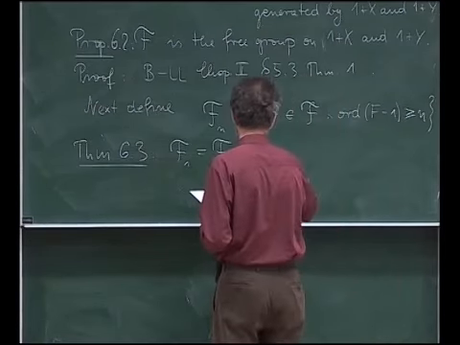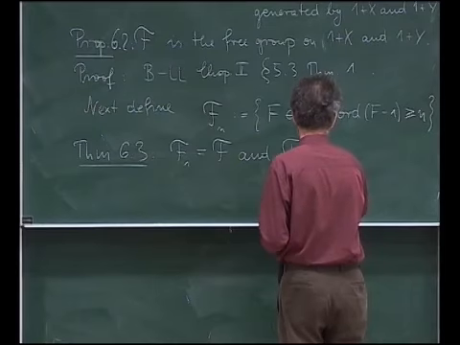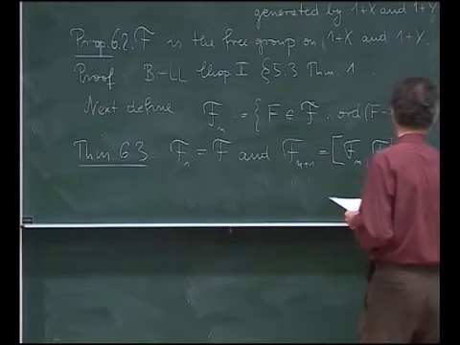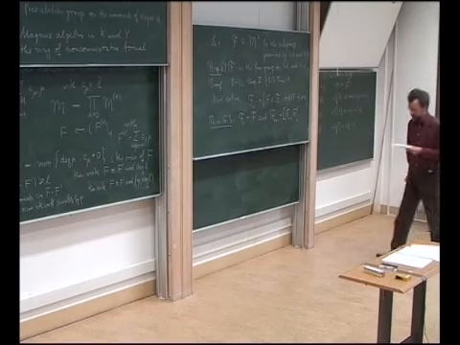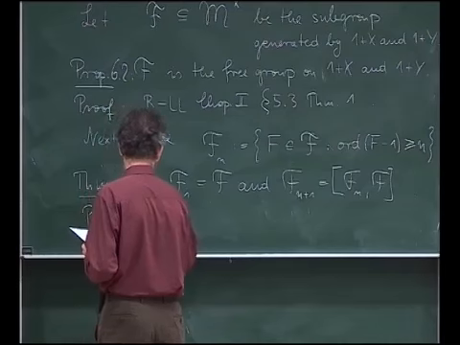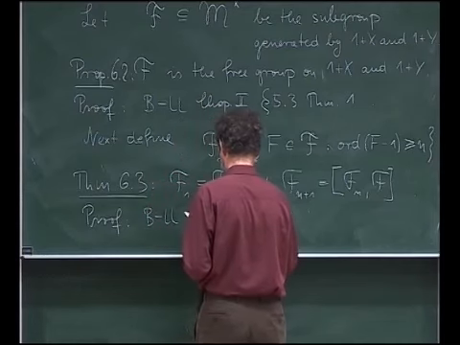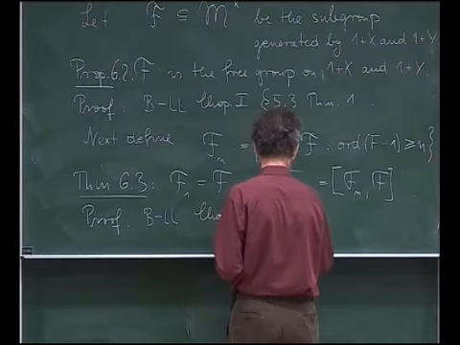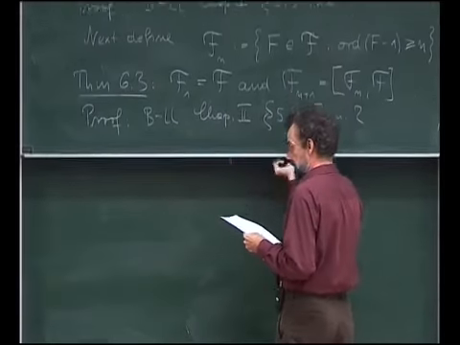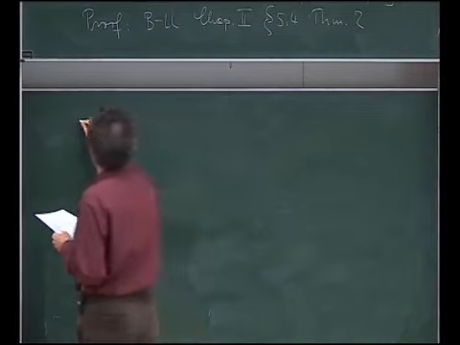Which says that this is the central series. So first of all, f1 is f. This is clear, as I said. In f, everything starts with a 1. But then the assertion is that fn plus 1 is the commutator of fn with f. And this is Bourbaki, chapter 2, paragraph 5.4, theorem 2.